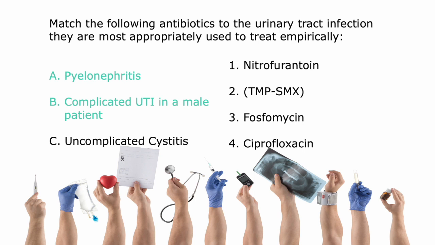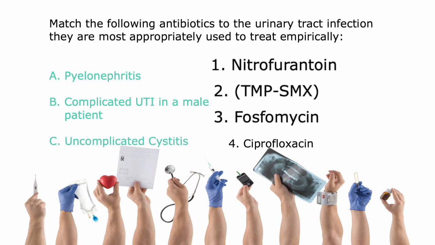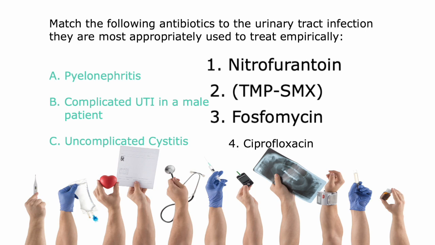And then for C, uncomplicated cystitis, we would go ahead and use either nitrofurantoin, TMP-SMX, or fosfomycin, 1, 2, and 3.